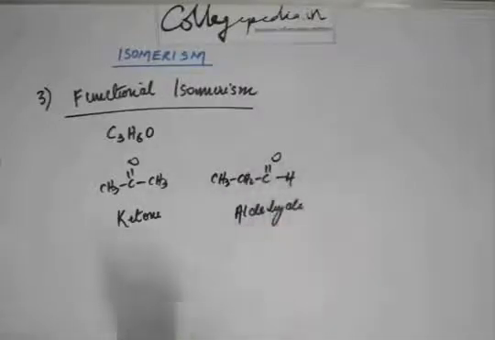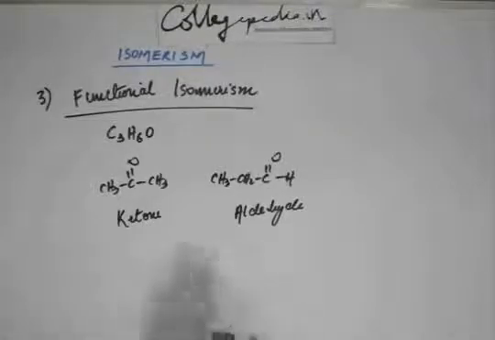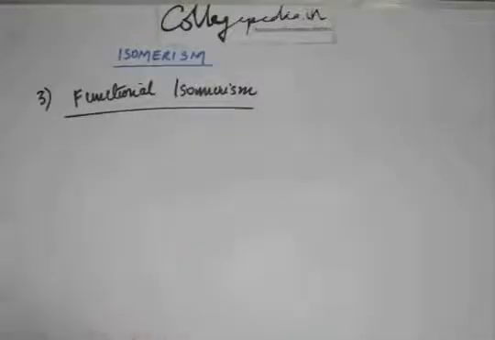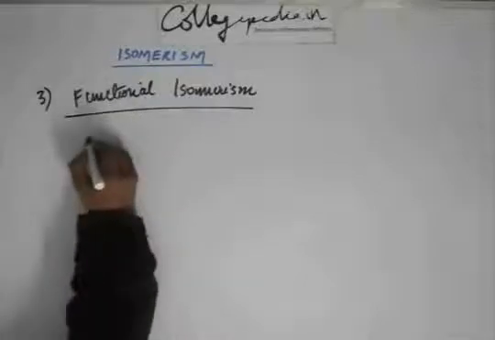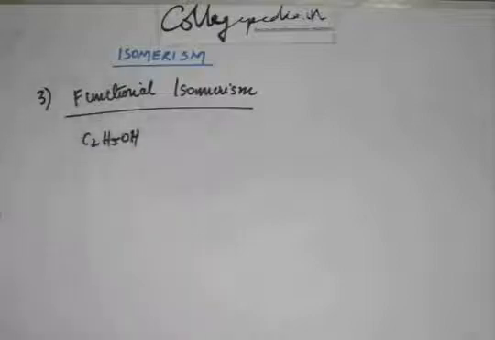So they are functional isomers. That's the definition of functional isomerism. Simple. Now, the question is, get me the functional isomers of ethanol, C2H5OH. Now get your acts together and try and find the functional isomers of ethanol.